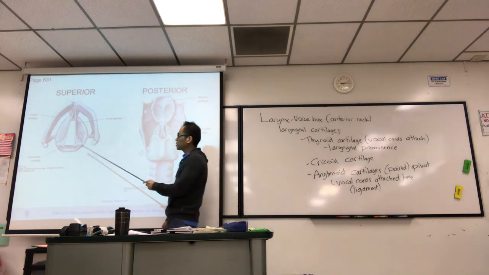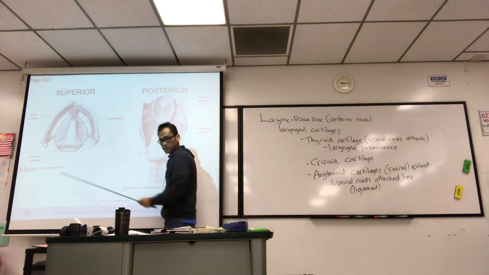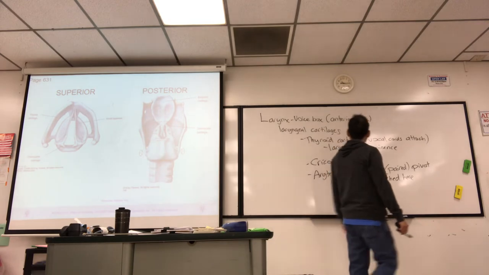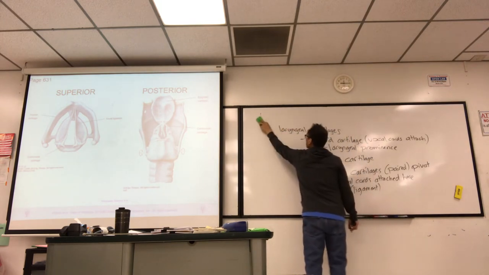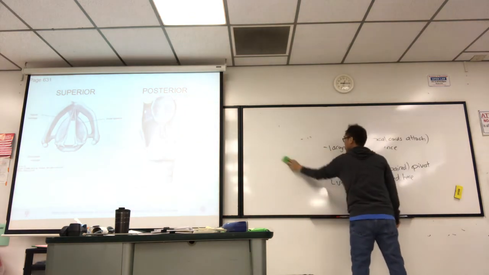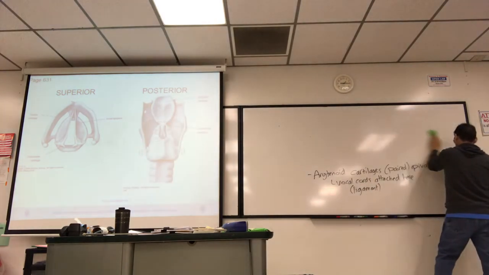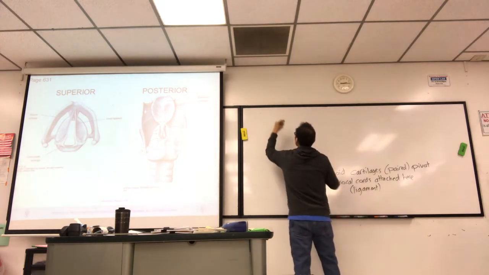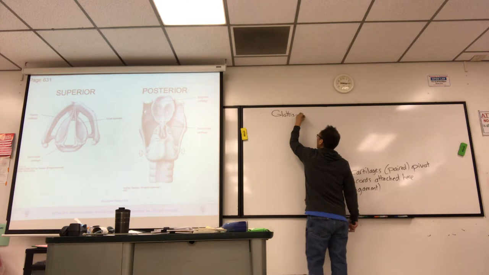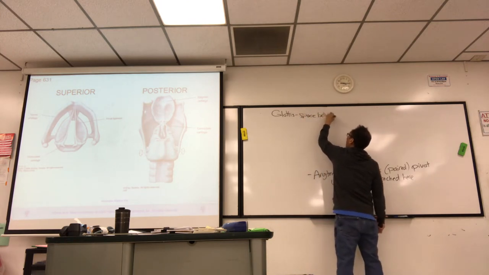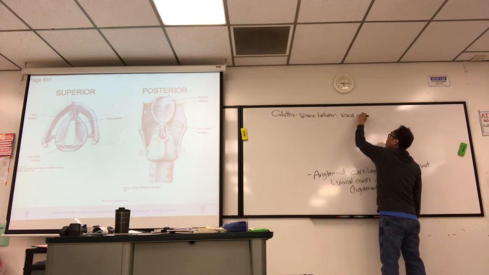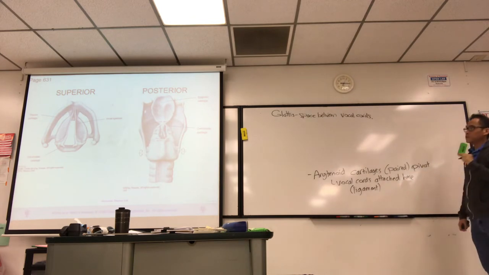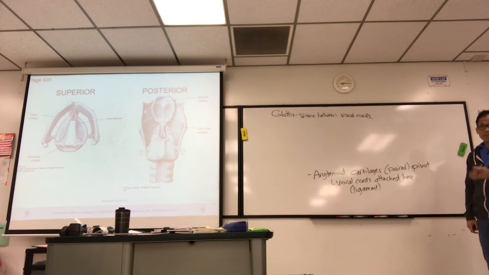It's not labeled, but the space between them is called the glottis. Space between vocal cords. And this space is really important. This is the space that can get blocked when you choke. So it leads right down to the trachea, the main airway. Okay, that's a space you always want to keep open.